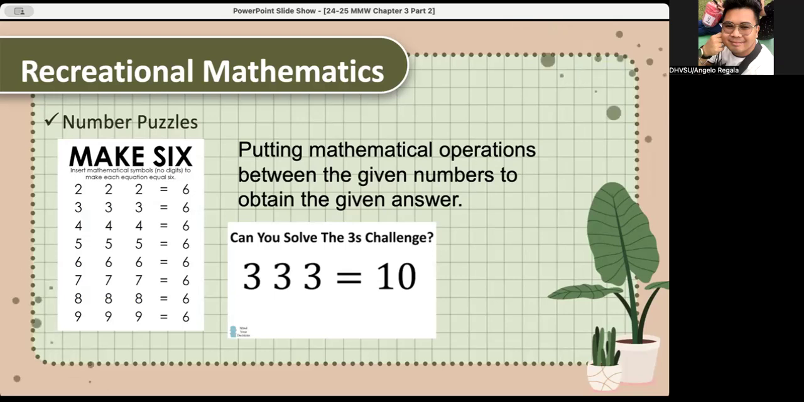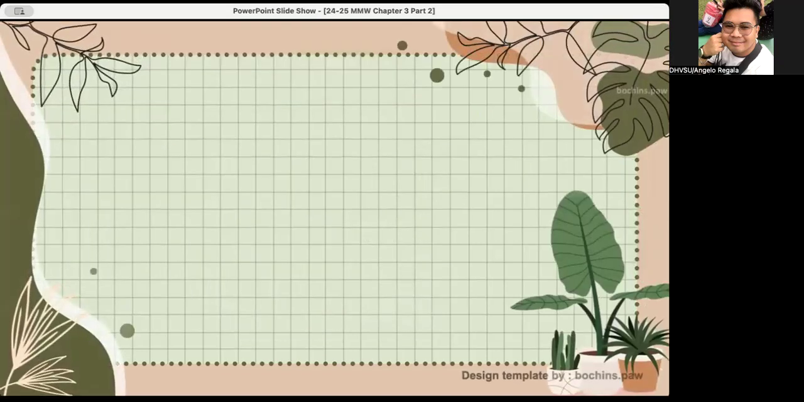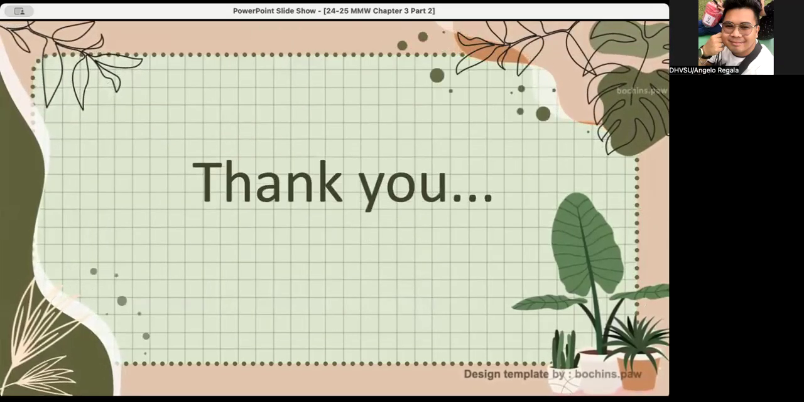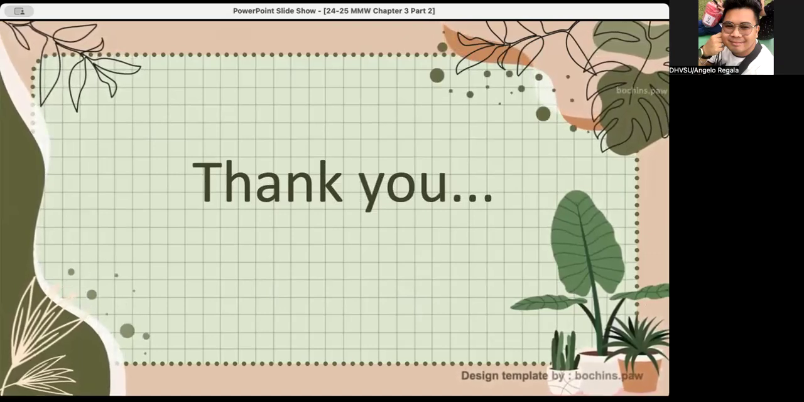How about for the third one? That's 3 times 3 is 9 minus 3 is 6. Then the next one is 4, 4, 4 is equal to 6. So what will be the answers there? Okay? So, those are some of the recreational games that we can work on in relation with mathematics. So thank you and have a great day.